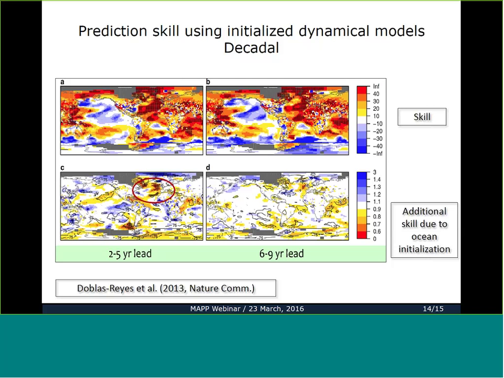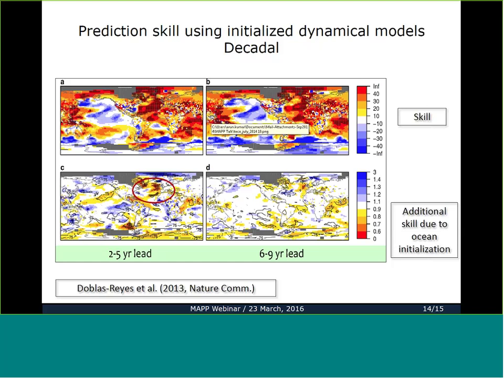What's shown here is the result of assessing the skill of decadal predictions based on a coupled model. The top panel shows the prediction skill by initializing the coupled models. The left column is the skill for 2 to 5 year time averages from now, and the right panels are the skill for predicting the time averages from 6 to 9 years from now. Again, the redder the colors are, the better the skill.